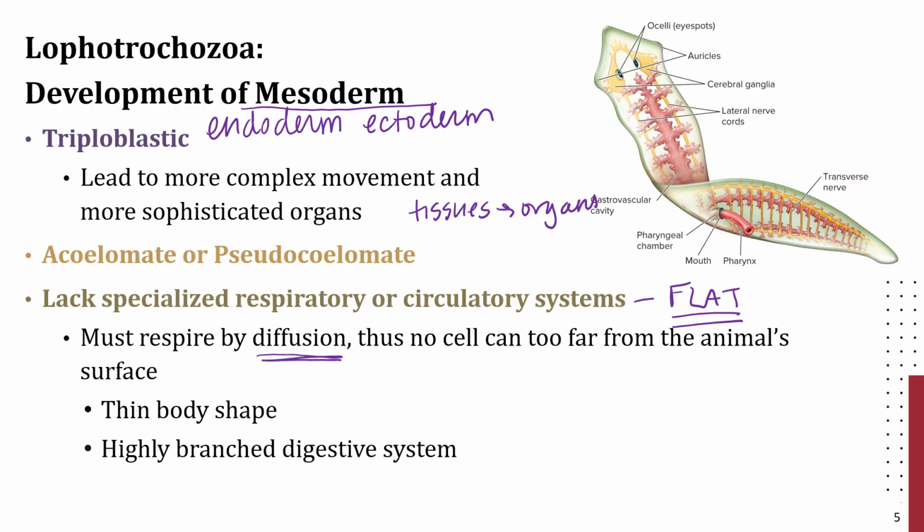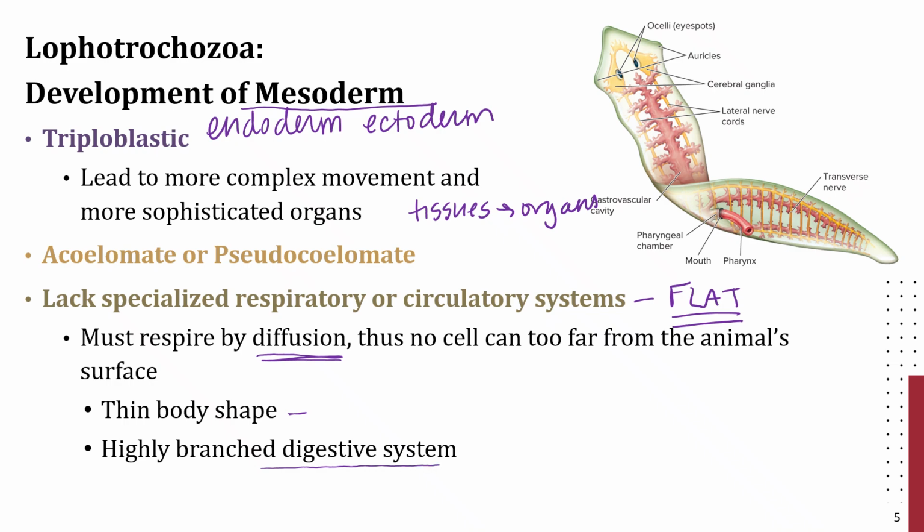So they're not cycled through the body, they have to diffuse through the body, which means they have to be very close to the animal's surface and very close to one another. So they don't get very thick. This is going to lead to a thin body shape. It also produces a highly branched digestive system.